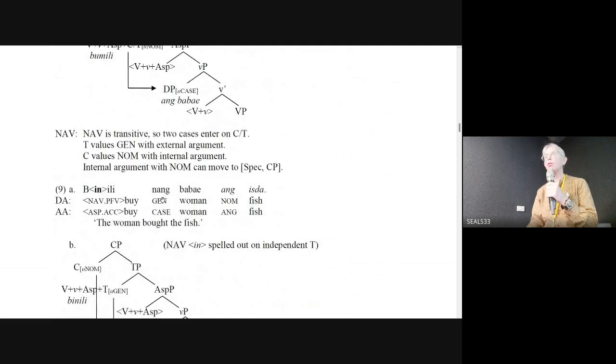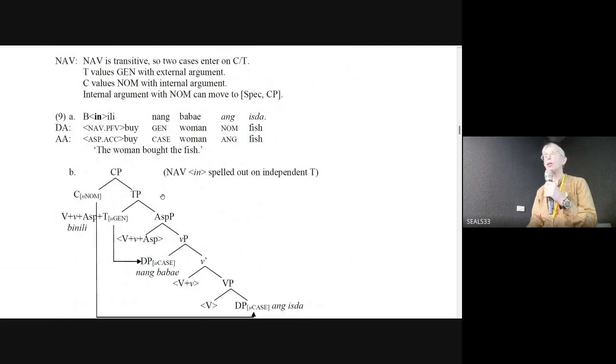Now, in the non-actor voice, so these are the transitive ergative clauses, we have two cases. We have the genitive for the subject and nominative for the absolutive. So both of these cases are going to enter on the CT head. The subject will be licensed first since it's the higher of the two arguments. Genitive case is assigned to the subject.